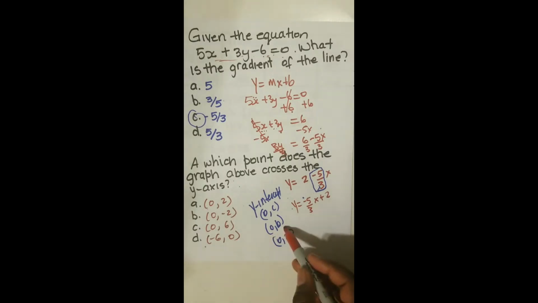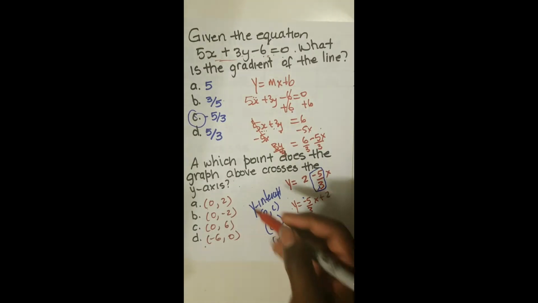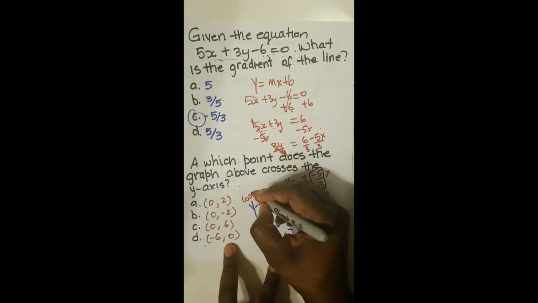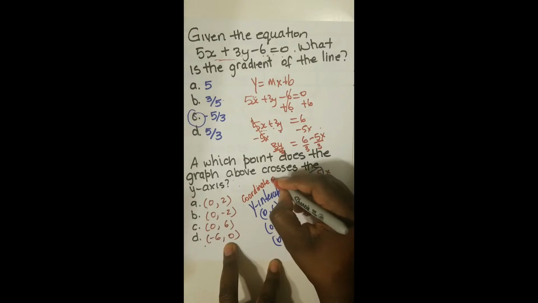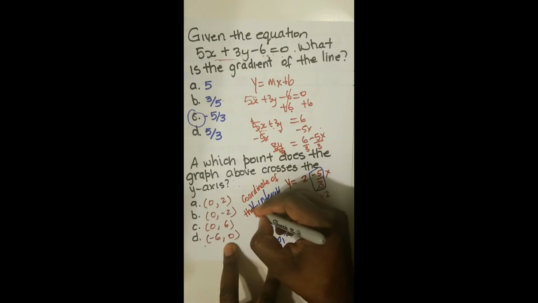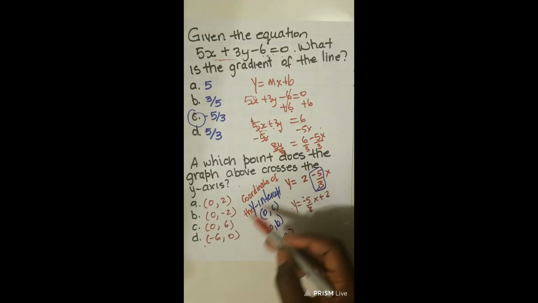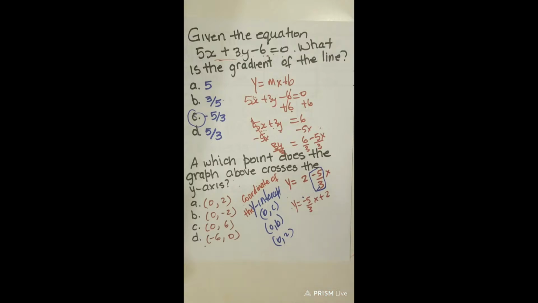0, b means the coordinate of the y. Let me put the word up here. So coordinate of. So it means the coordinate of the y-intercept. So once it is in the form y equals mx plus b, you can go ahead and find and define the coordinate of the y-intercept just by looking at that. Okay?